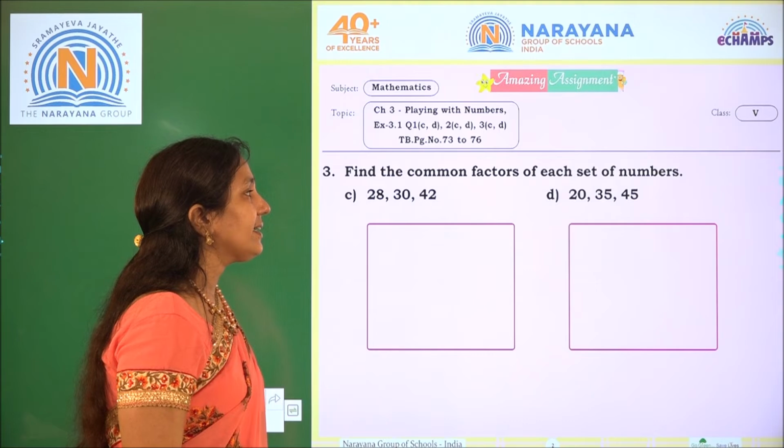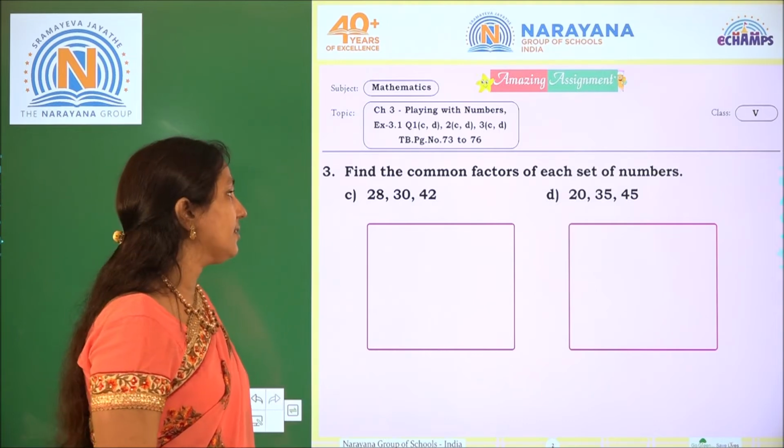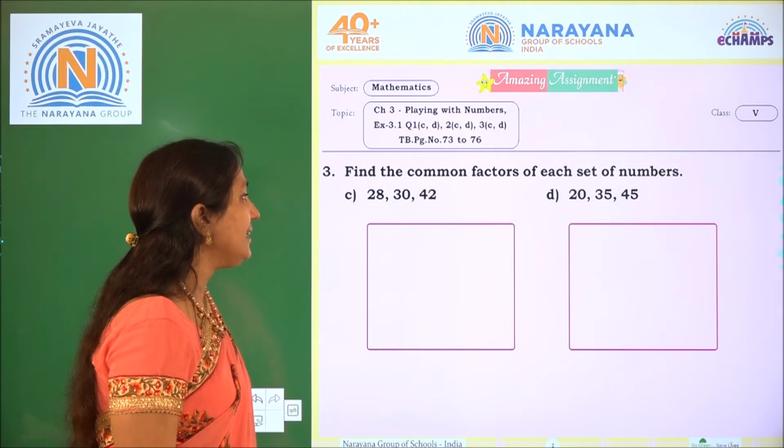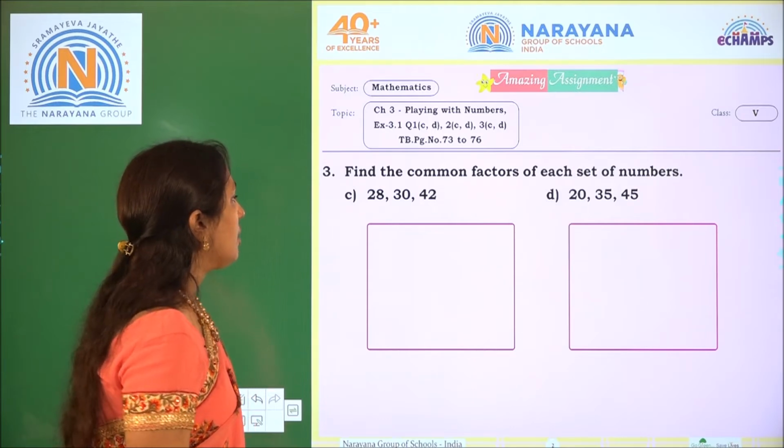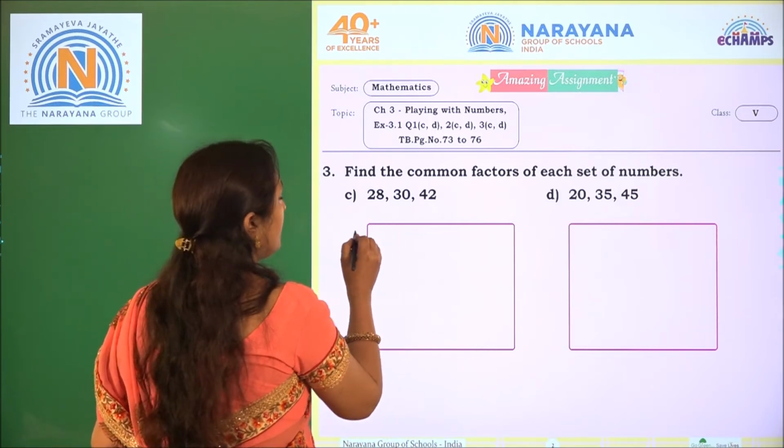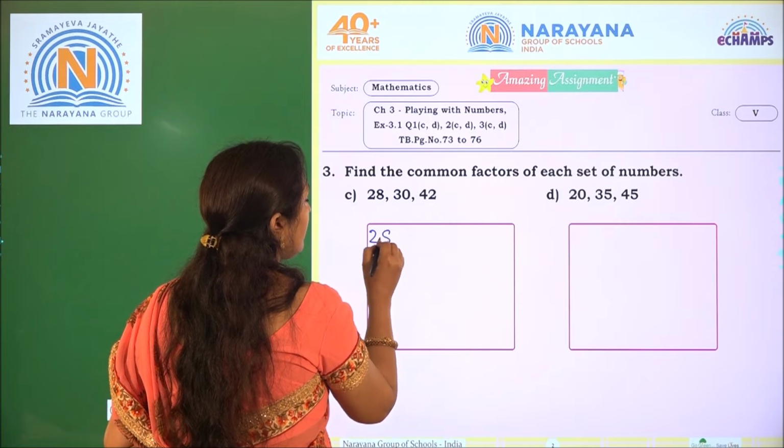Find the common factors of each set of numbers. Now, first write the factors of 28.